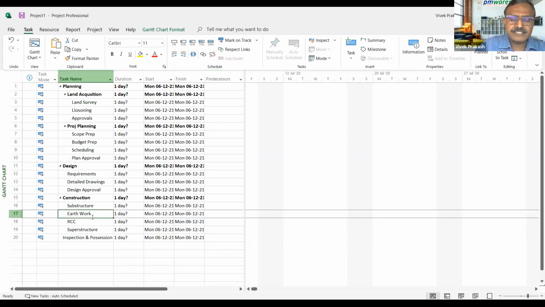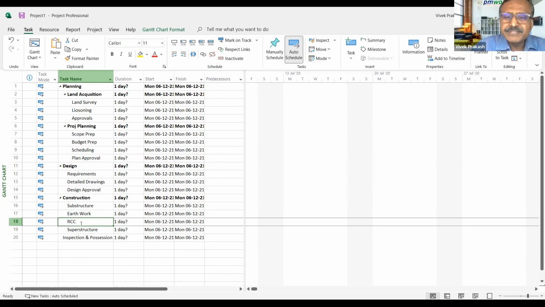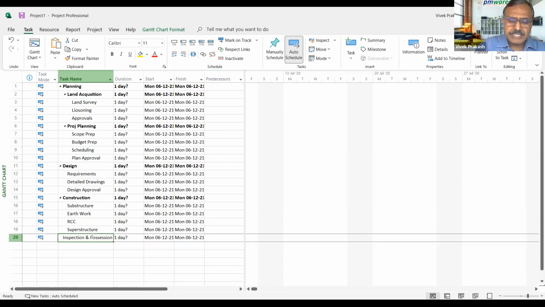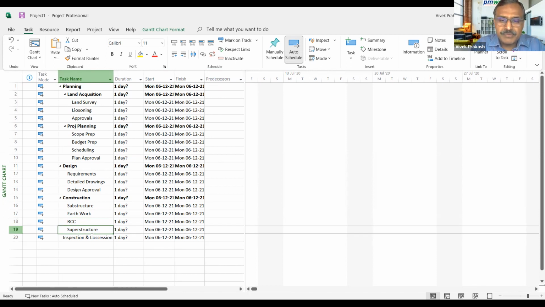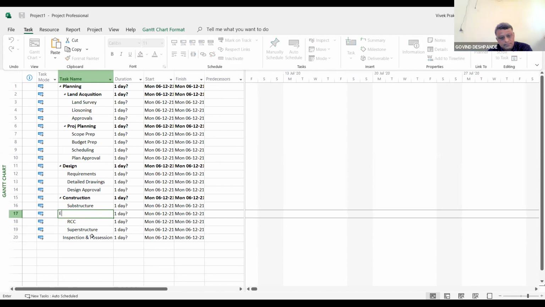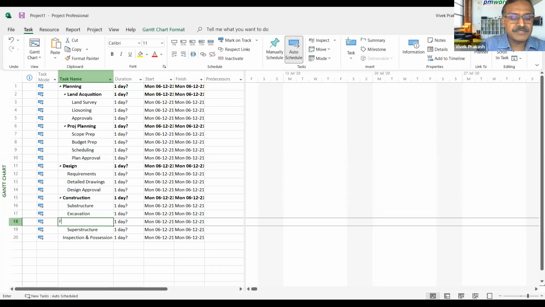So earthwork is a kind of excavation and filling, and the RCC is the structure under the earth, right? Basically, we are talking about the foundation. So let me use excavation and foundation instead of earthwork. I just want to use the terminology which is commonly understood instead of civil specific terminology.